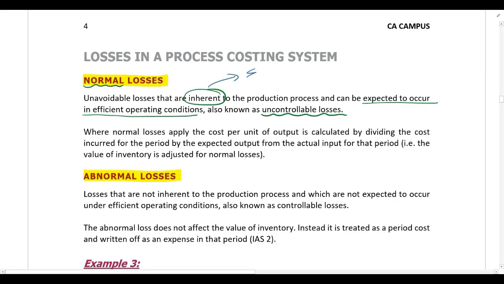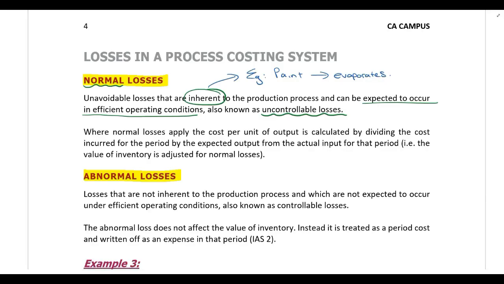For example, if we are a company that manufactures paint, and during the manufacturing process, we know that a certain percentage of the paint evaporates. That is going to be referred to as a normal loss. It is a normal part of the production process. It's inherent to the production process. It doesn't mean we did anything wrong. It's what happens under efficient operating conditions. It's uncontrollable. It's unavoidable. It will happen. It's a normal part of the production process, the paint evaporating.